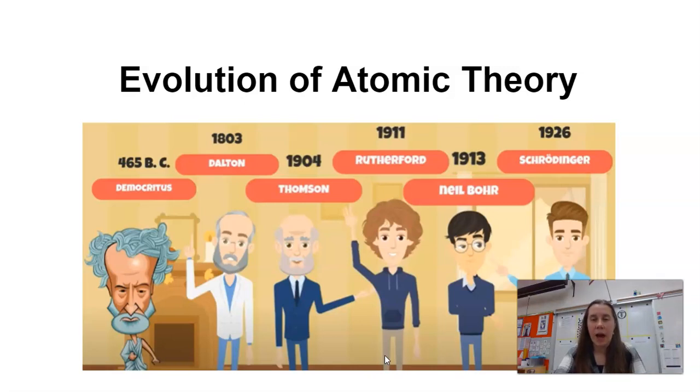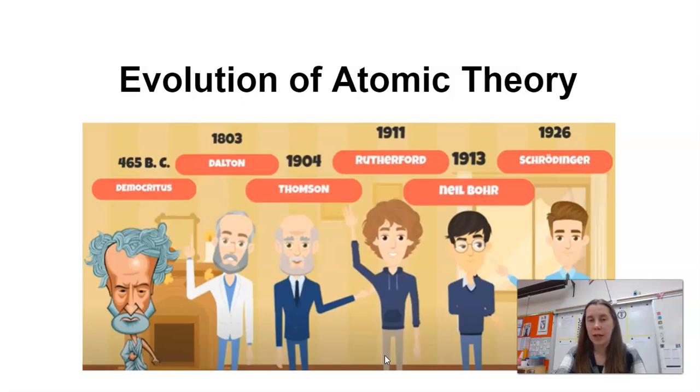So the concept of the atom, which is that matter is indivisible once you get to a certain point and that there's a smallest unit for matter, was first, the term at least, was first coined in Greece in 465-ish BC by a philosopher named Democritus, and he chose the word atom because the derivation of that in Greek is indivisible.